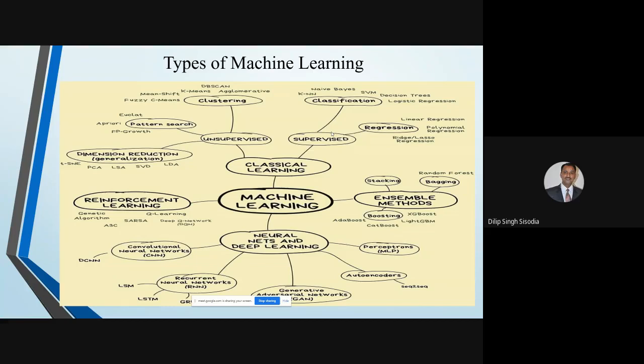Pattern search or association rule mining algorithms, where you use Apriori, FP-growth. So it will define the pattern.